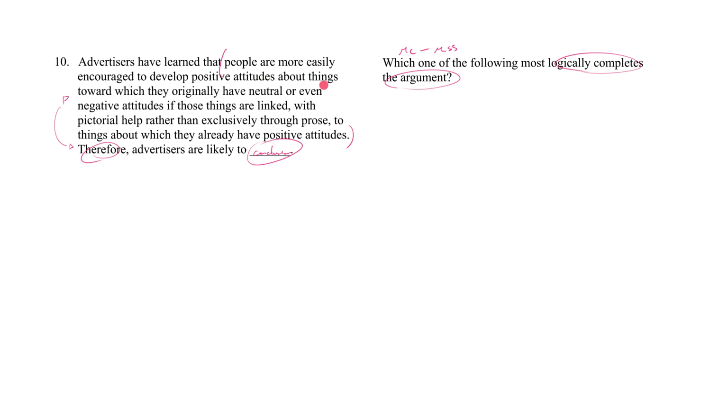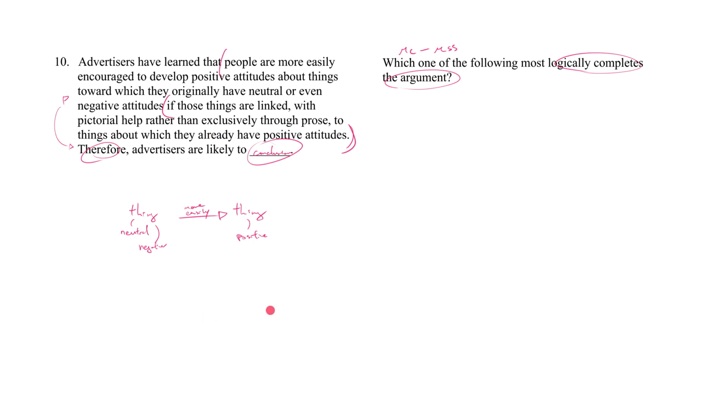That's the first part of this idea: we're talking about how to more easily encourage someone to change their mind about a thing about which they originally were neutral or even negative, so that they become positive about the thing. We're saying, how do we make it so that they develop positive attitudes towards the thing, and more easily encouraged to do that. And here's the second part of the sentence. This is the part which is explicitly comparative: rather than if those things are linked with pictorial help rather than exclusively through prose to things about which they already have positive attitudes. This is where you know that we are doing a comparison.